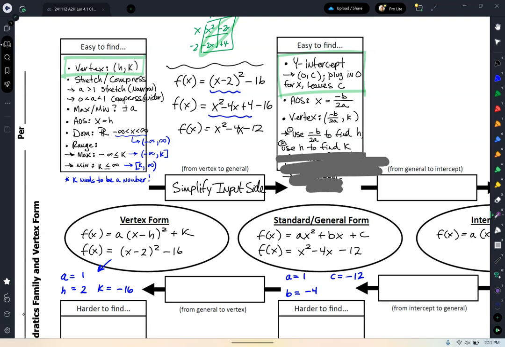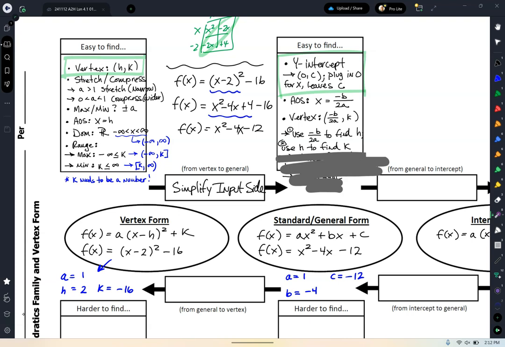Then converting from vertex form to standard form, which is this ax squared plus bx plus c format, we also found that there are some things that we can do in this format as well. We get from vertex form to standard form by simplifying the input side of the function.